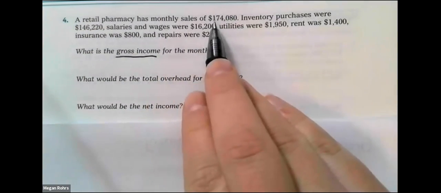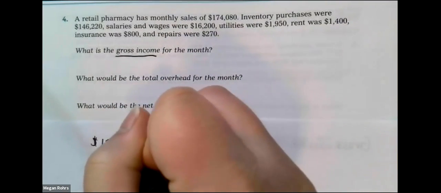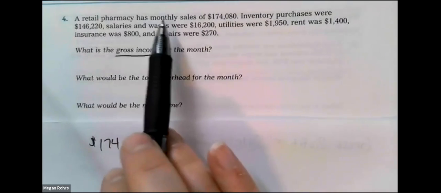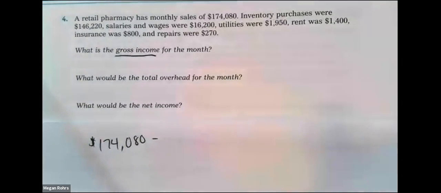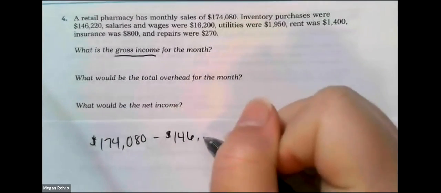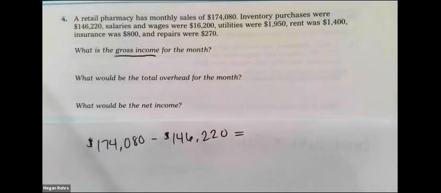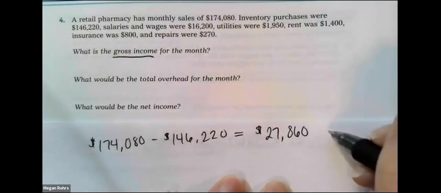So we're going to take our sales minus our inventory. So these are all for the month. None of these are weekly, so we should be good to go here. So inventory, 146,220. So that's going to give us our gross income or our gross profit. All right, so I get 27,860 as my gross.